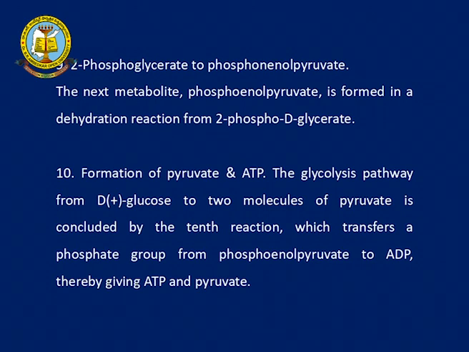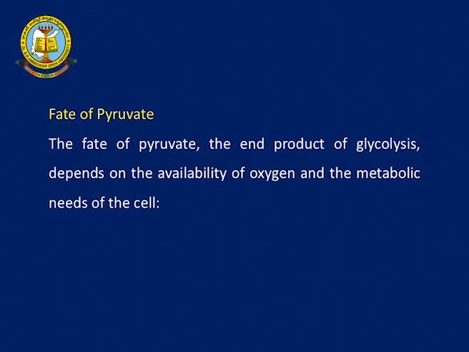The glycolysis pathway from D-glucose to 2 molecules of pyruvate is concluded by the 10th reaction, which transfers a phosphate group from the phosphoenol pyruvate to ADP, thereby giving ATP and the pyruvate molecule. What is the fate of the pyruvate in glycolysis?